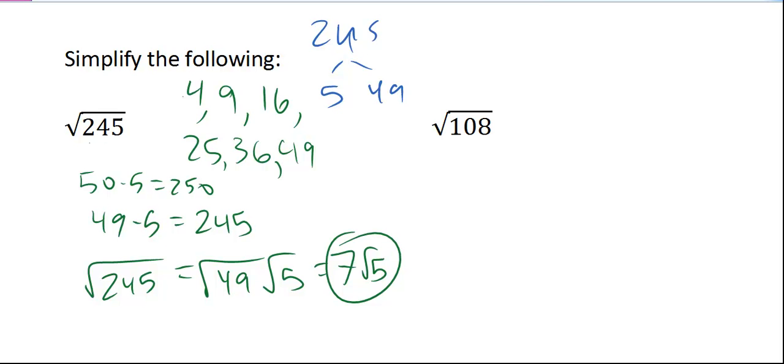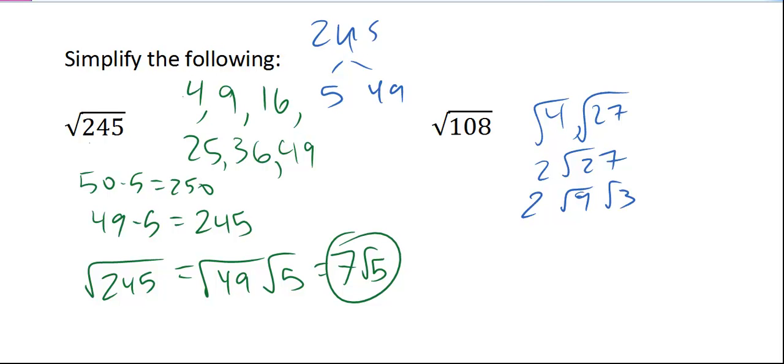So let's look at 108. Again, 4 appears to go into it. It does, definitely, right? 4 times 27. And so we could stop right there and say, okay, square root of 4, square root of 27 is 2 root 27. The square root of 27, we know some factors of that are 3 and 9, so square root of 9 and square root of 3. So we have 2 times 3 times square root of 3, which is 6 root 3.